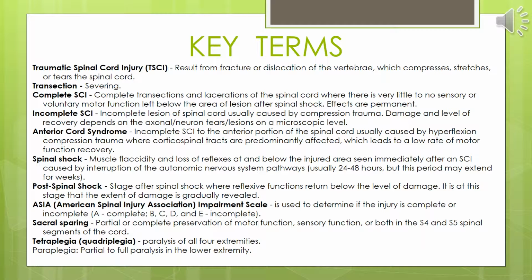The ASIA, which stands for American Spinal Injury Association Impairment Scale, is used to determine if the injury is complete or incomplete. A is complete; B, C, D, and E are incomplete. Sacral sparing: partial or complete preservation of motor function, sensory function, or both in the S4 and S5 spinal segments of the cord. Tetraplegia or quadriplegia: paralysis of all four extremities. Paraplegia: partial to full paralysis in the lower extremity.